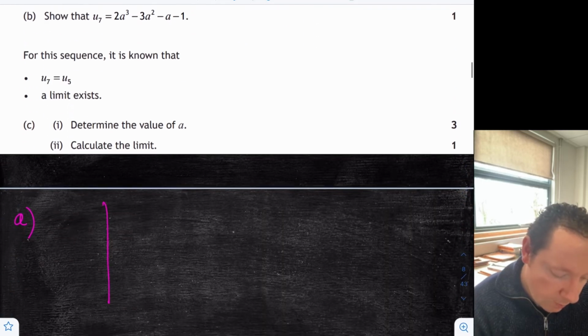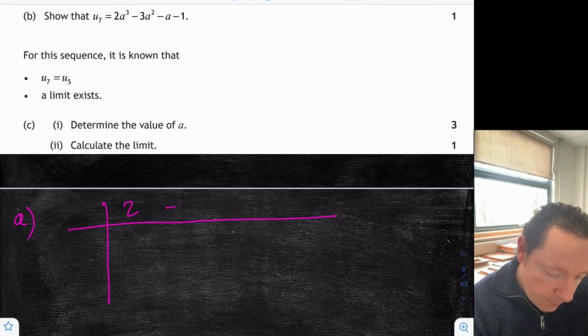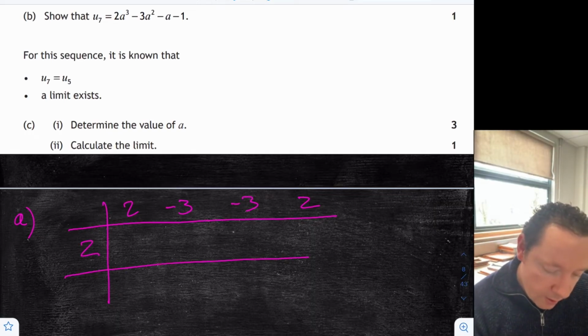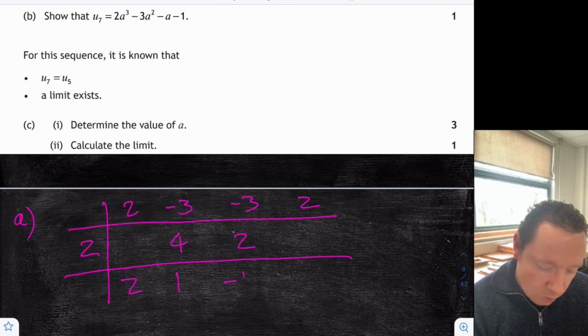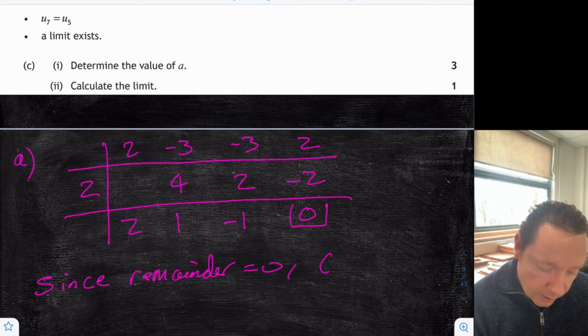So we can set up our synthetic division. We've got 2, minus 3, minus 3 and 2. And since x minus 2 is a factor, we can sub 2 in. So dropping the 2 down, 2 2s is 4. 4 minus 3 is 1, 2 1s is 2, 2 minus 3 is minus 1, 2 times minus 1 is minus 2, and we get 0. And therefore, since the remainder is 0, x minus 2 is a factor.